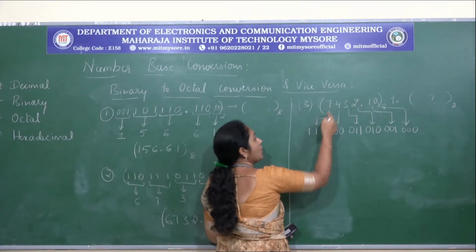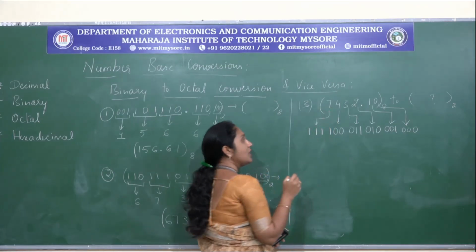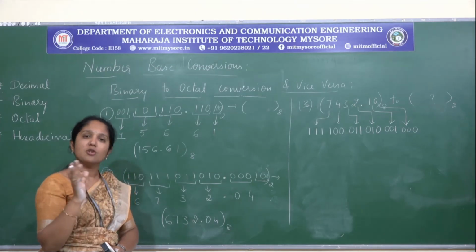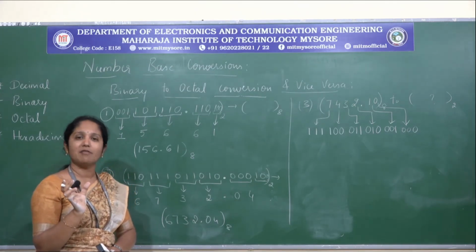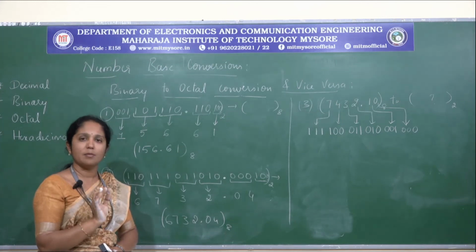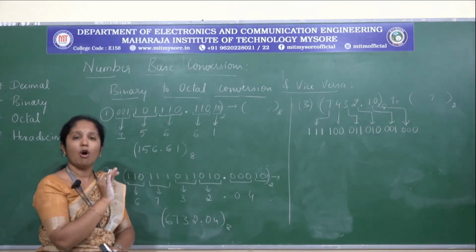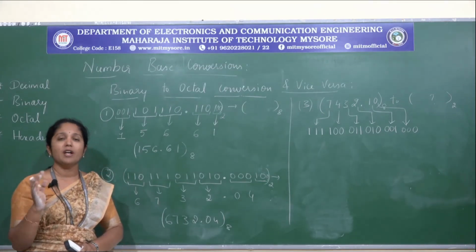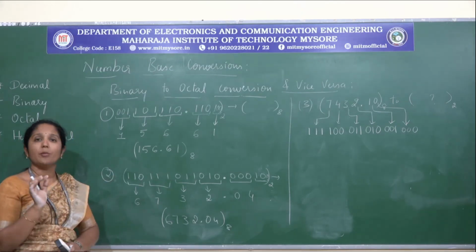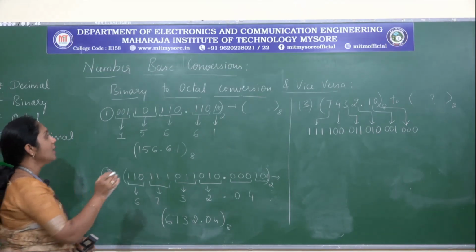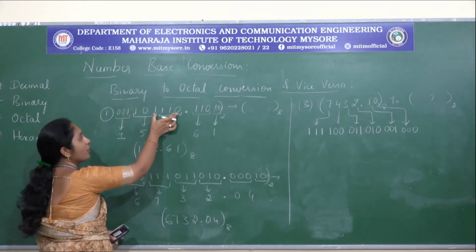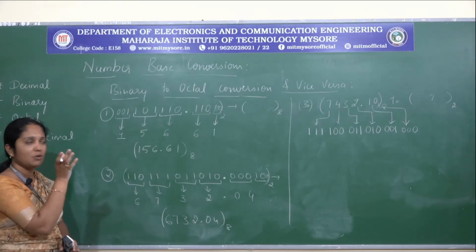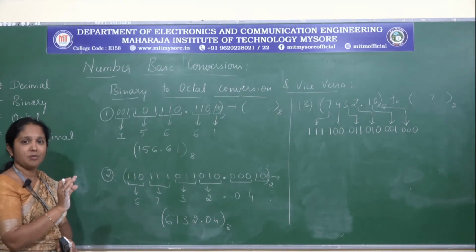We need to write the 3-bit equivalent for 7. We need to consider only 3 bits because the octal number system consists of 0 to 7, so the maximum number we have is 7. So 7 can be represented using only 3 bits. Therefore we have to represent all the digits using only 3 bits. If you consider the hexadecimal number system, we follow the same procedure, but the difference is we make a group of 4 bits in the given binary sequence, and then we write the equivalent of those 4 bits in the hexadecimal number system.